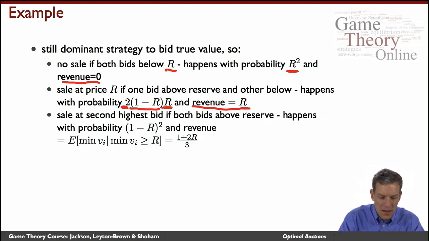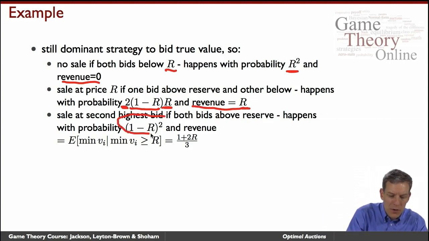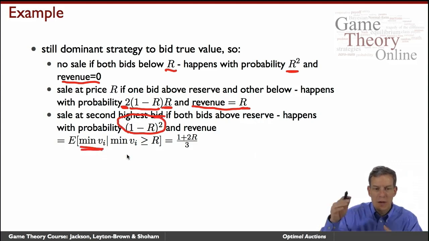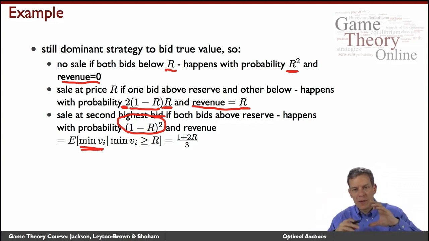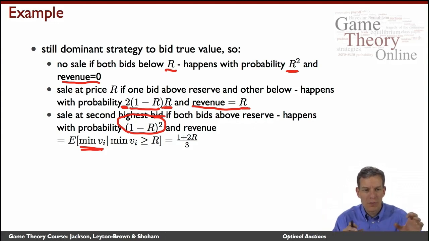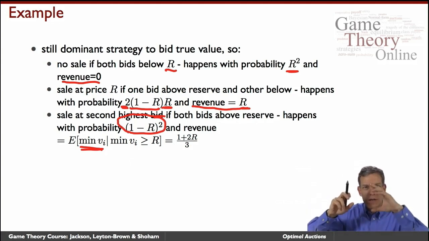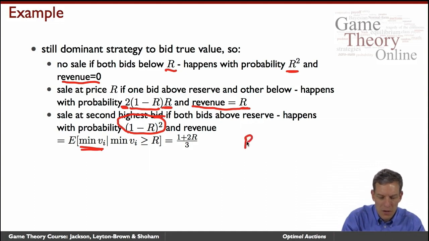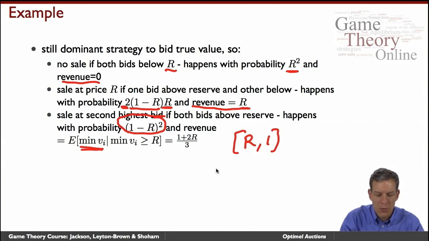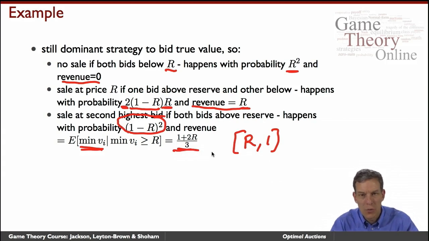And then in the case where they're both above, that's going to happen with probability 1 minus R squared. And in that case, we're going to get the expected minimum of the two values, conditional on both of the values being above R. And if you just work out the integral of the expected minimum of two uniformly distributed random variables, conditional on those variables going between R to 1, so now they fall both within R to 1, figure out what the expected minimum of that is. I'll save you the algebra. It's (1 plus 2R) over 3.